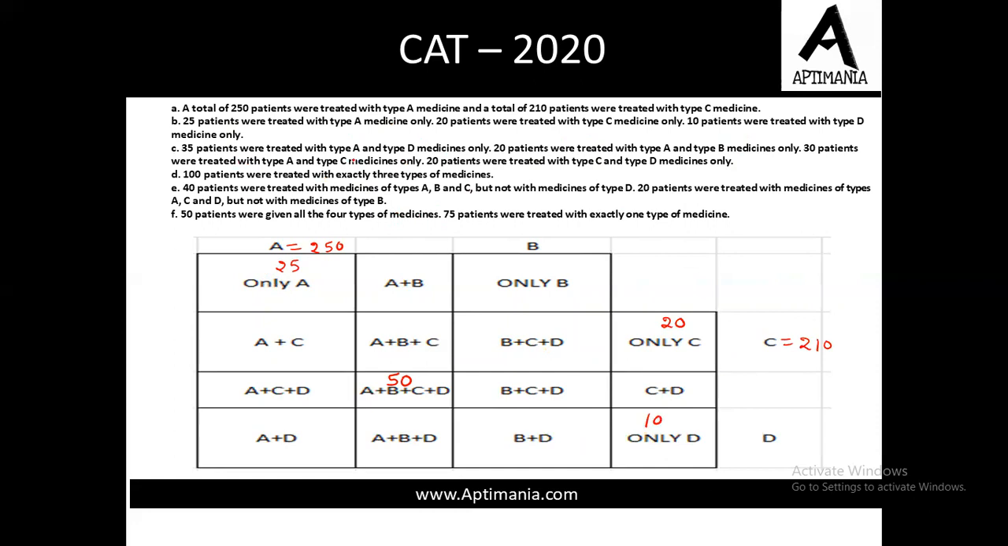35 were treated with A and D. A and D, the value is 35. Now this block is representing A and D. So the value of this block is 35.